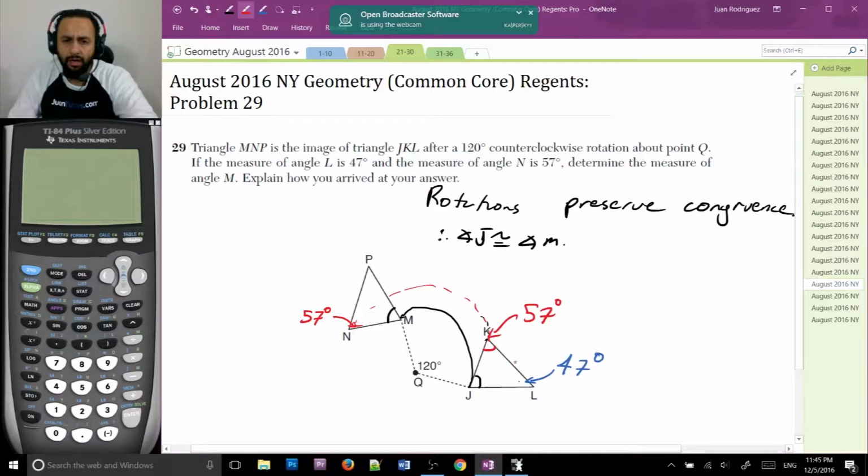And then angle L is rotated, and sorry, I had a little fly over here. I can't keep editing because this fly just doesn't go away. So angle L is congruent to angle P, so that's also 47 degrees.